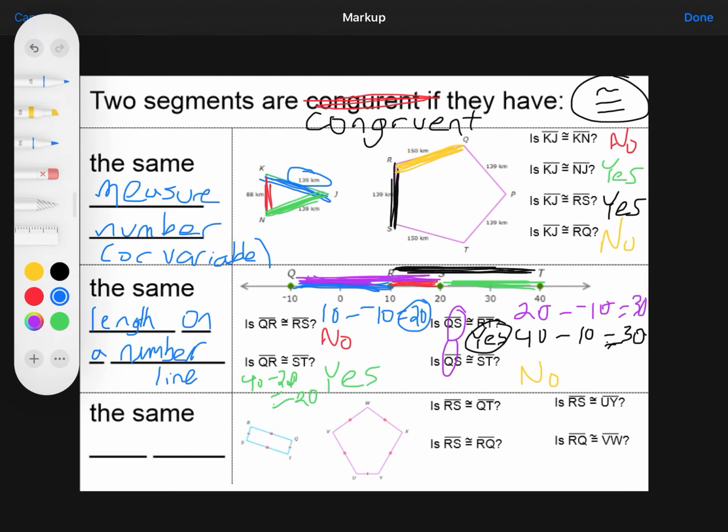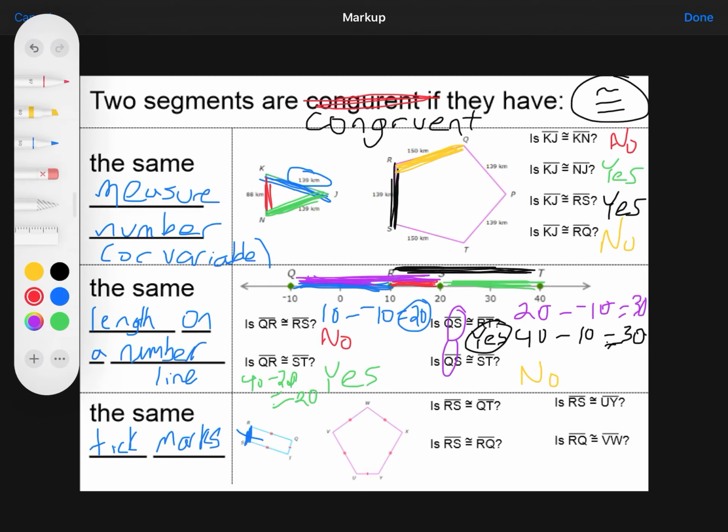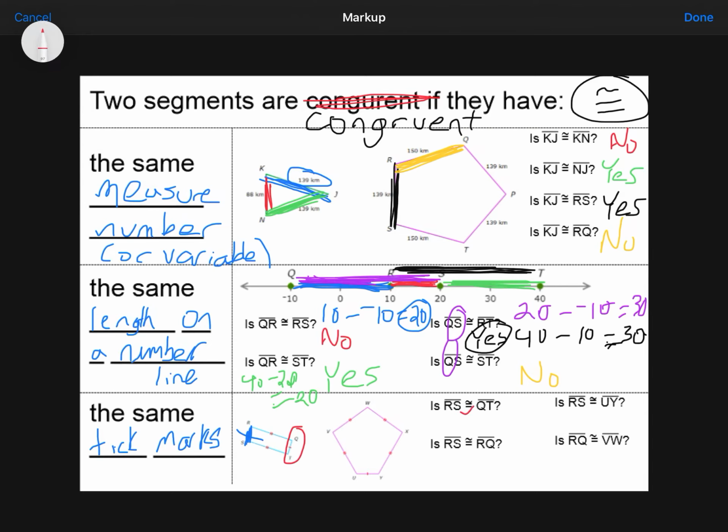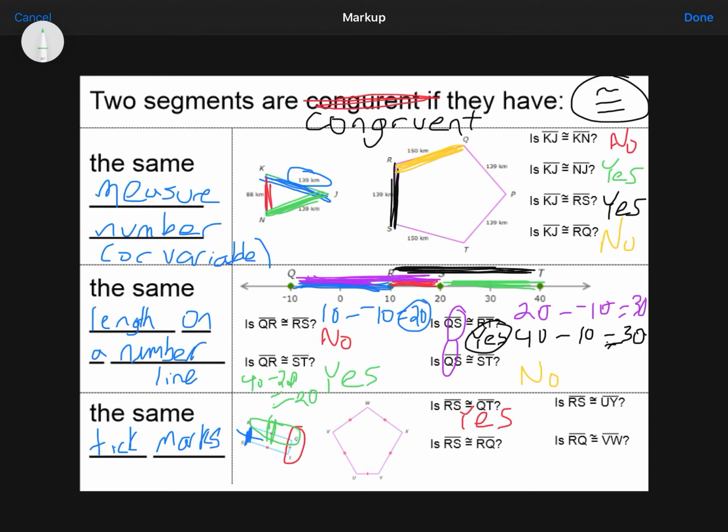Last thing where they could be congruent is if they have the same tick marks. So here we can see some of them that have 1 tick mark and some of them that have 2 tick marks. I hope you can tell the difference. I know this picture is a little bit small. It'll be a lot easier in IXL. But for the first 3, we're talking about RS, which had 1 tick mark going through it. And is that congruent to QT? If you look at QT over here, it has 1 tick mark. Yes. Next one, RQ. If you look at RQ, I know it's hard to tell, but there is 2 marks on it. So no, they don't have the same.